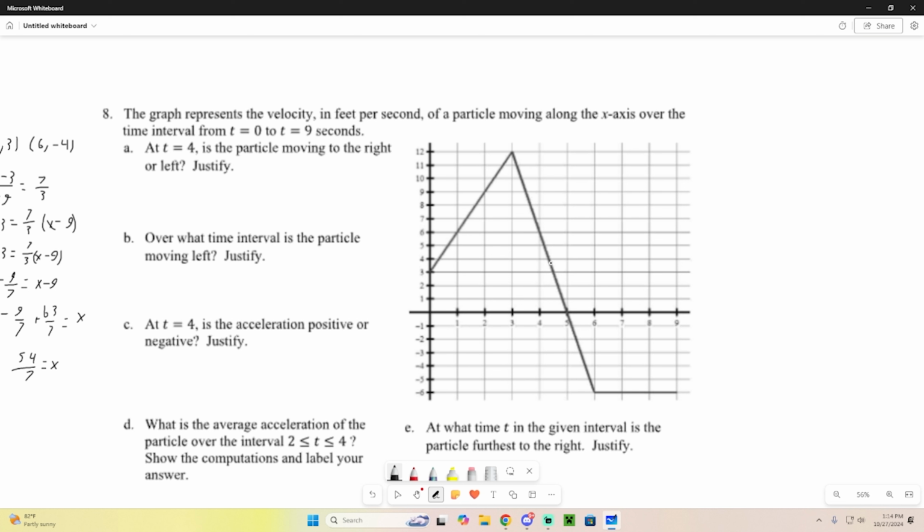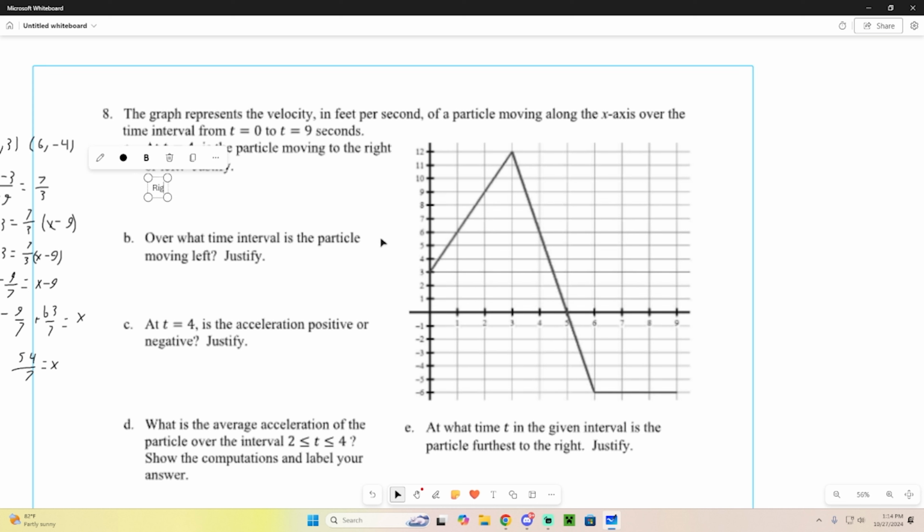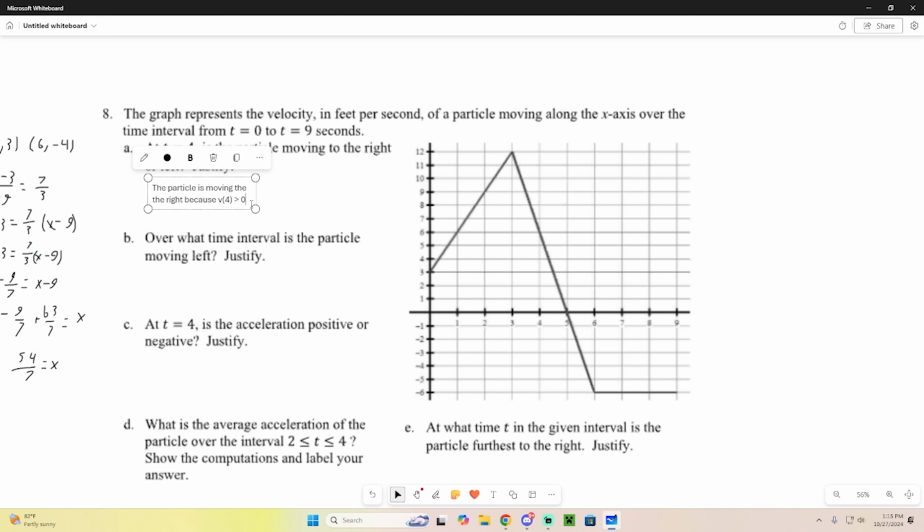So at t equals 4, the velocity is positive, which means it is moving to the right. So our justification can just be the particle is moving to the right because v of 4 is greater than 0. Over what time interval is the particle moving left?